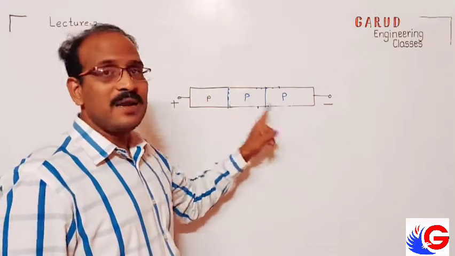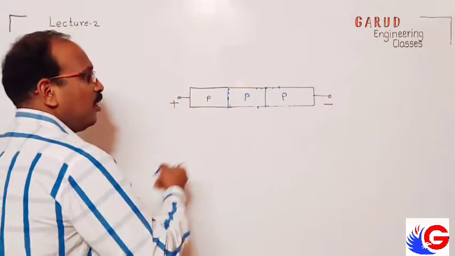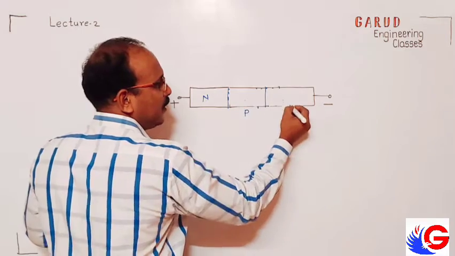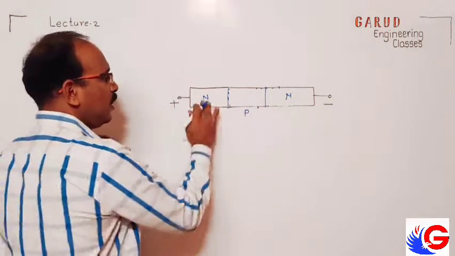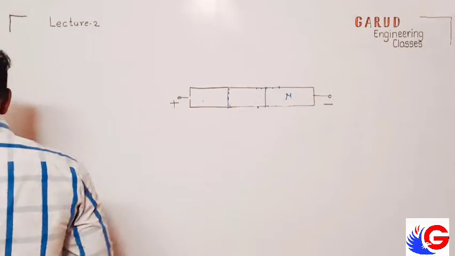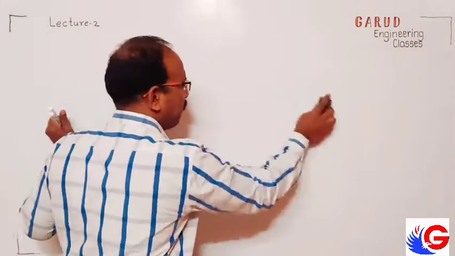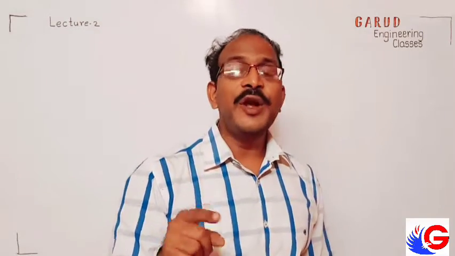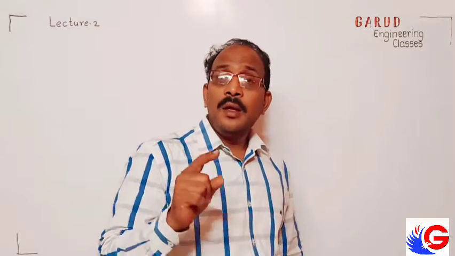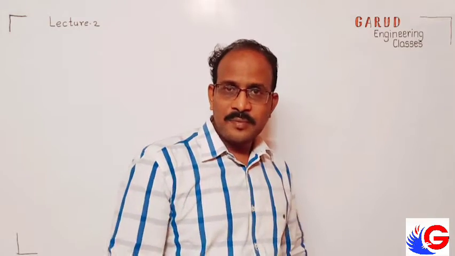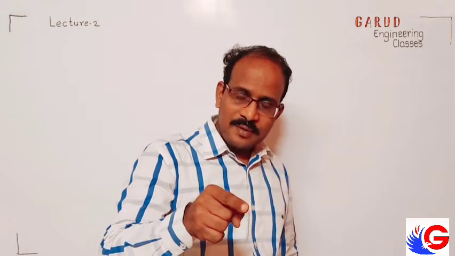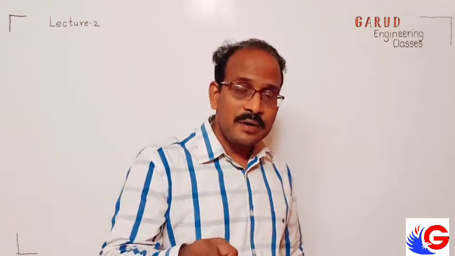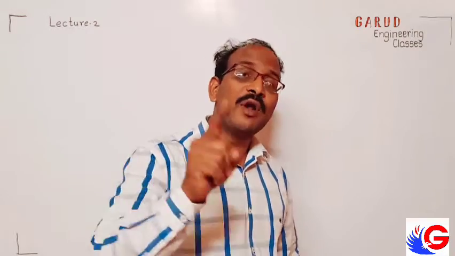But if there are three layers and we change the polarity of the middle layer, tell me whether it is N type or P type. Suppose N type, P type and N type. Whenever we consider doping, first I want to tell you what the minority carriers are, what the majority carriers are, and who decides whether the semiconductor is P type or N type.